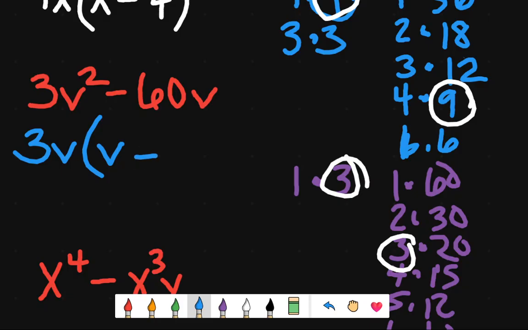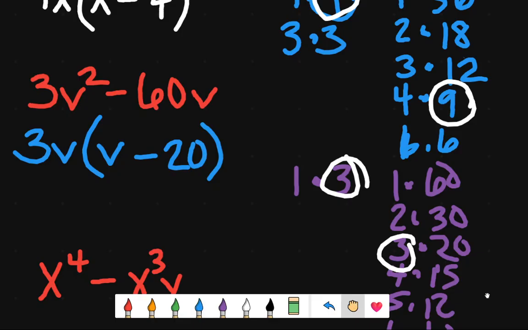And what do we multiply 3 by to get 60? If you said 20, you will be correct. And you won't have to put a v behind it because when you multiply 3v times negative 20, you're going to get a negative 60v, which is what we have in the beginning here.